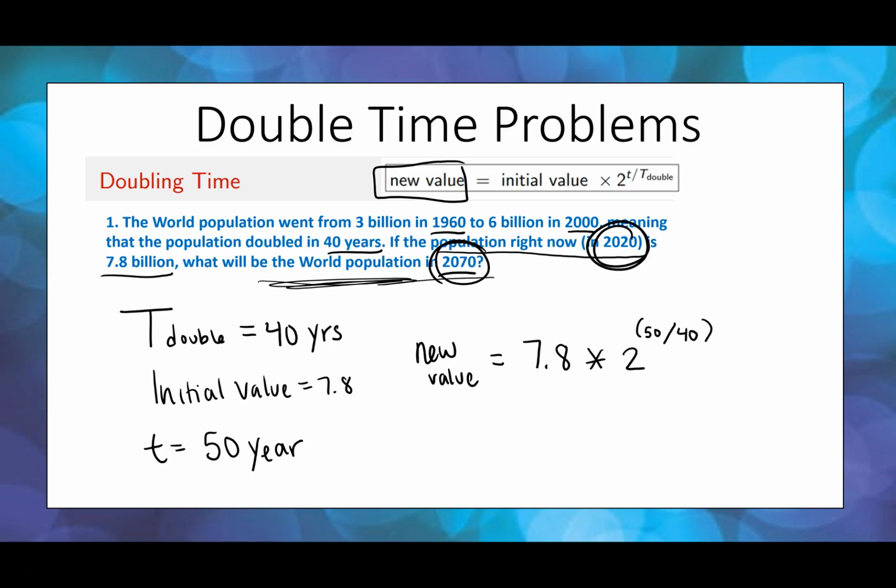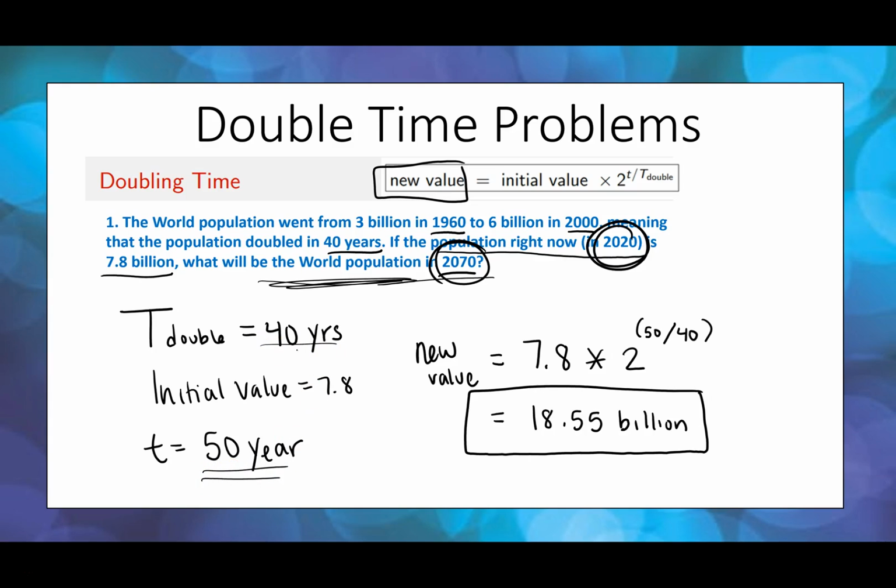I got new value is equal to 18.55 billion. And make sure you get the same answer as me, please. So we're basically saying that the population is going to do a little bit more than double, which makes sense, right? Because we're talking about 50 years, which is more than the double time. So we are doing more than double. So crazy to think that when you guys retire that the population could be that high.